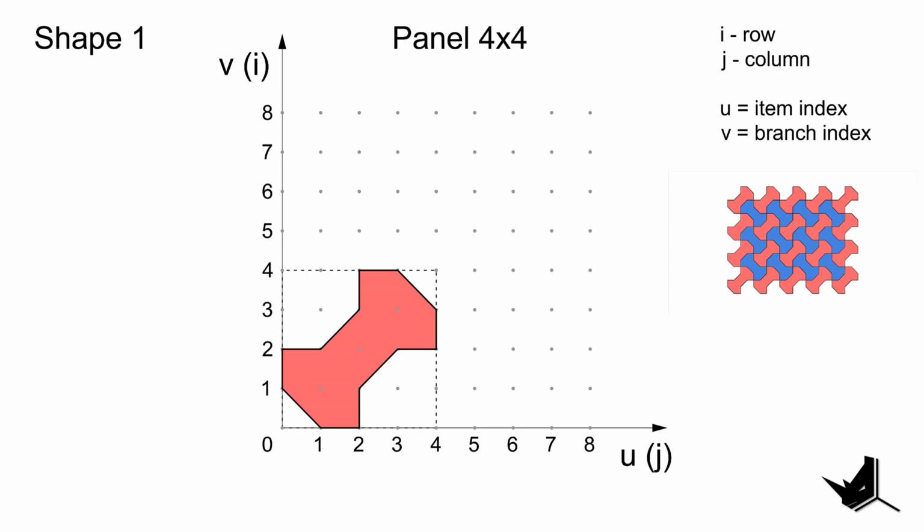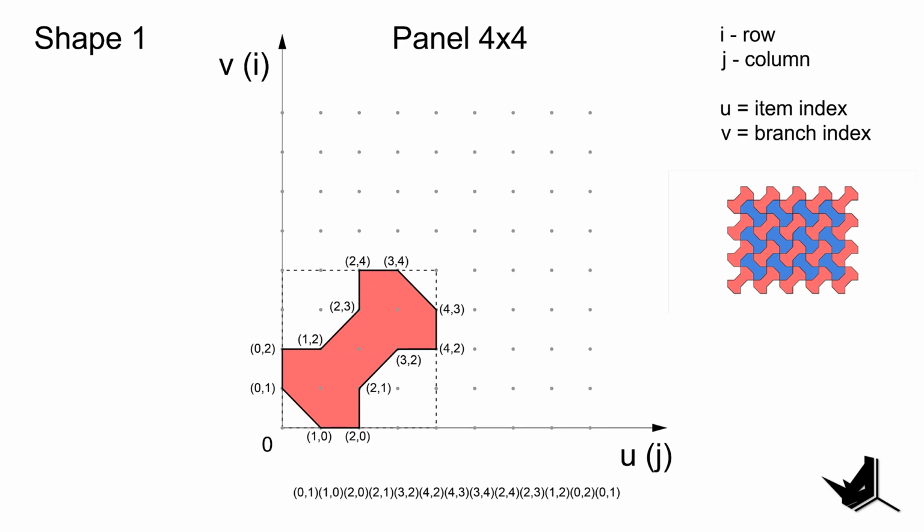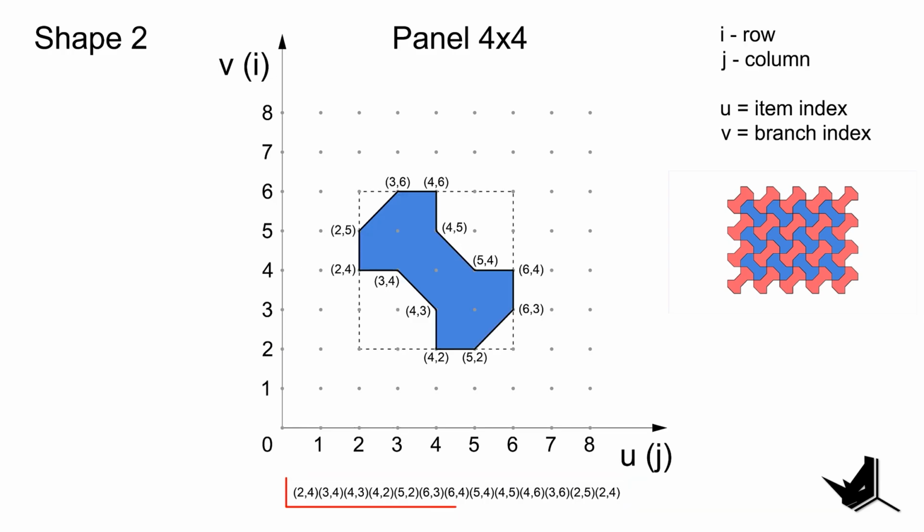Based on its corners, we can see that it fits perfectly inside a 4x4 panel grid. We'll extract the UV grid coordinates of the shape corners and create a pattern from it. The same logic applies to the other shape in the pattern. Once we grasp the logic behind creating custom patterns in Paneling Tools, let's head back to Grasshopper.